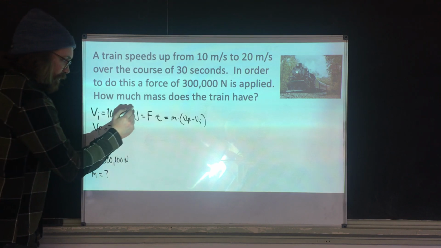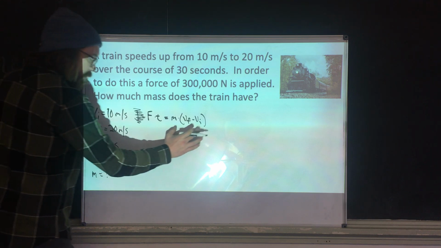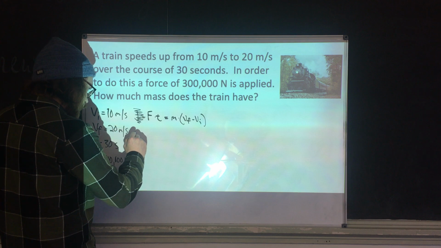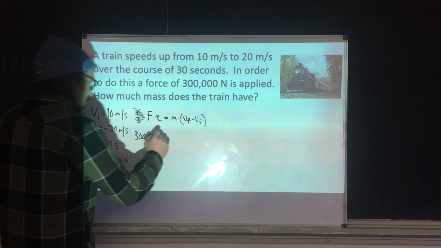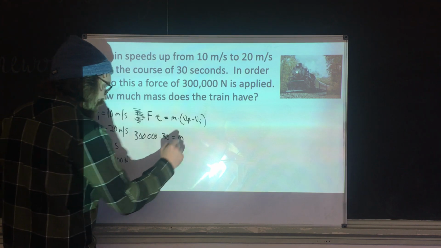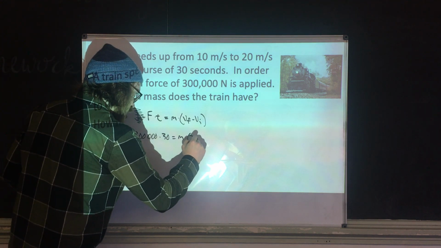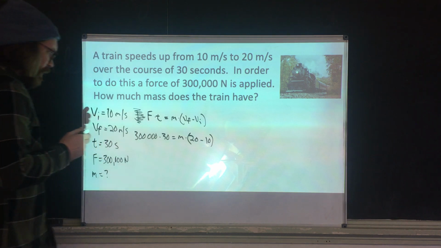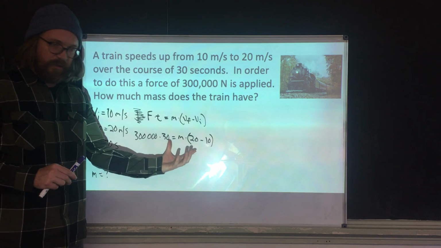Again, nothing about impulse. We got nothing about impulse. So again, we don't care about the impulse here. All we care about are these two sections. So here we know the force is 300,000 times the time, which is 30. And that's going to equal the mass, which is what we're looking for, times the final velocity, which is 20, minus the initial velocity, which is 10. Again, it's some numbers, but all I'm doing is plugging in the numbers that I wrote down into my equation.